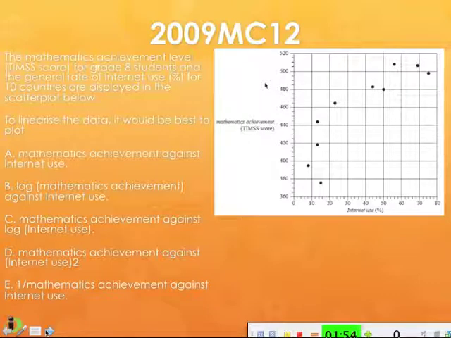Yeah. My calculator's going to... Why does D have a 2 on it? Squared. Yep.